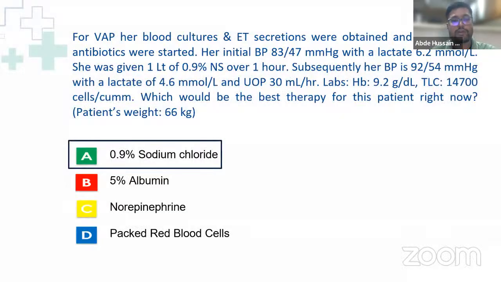So now we can see that she was only provided 1 liter of NS. Her weight is 66 kg. If we consider 30 ml per kg fluid, it will come around 2 liters of fluid. So again, she has not received it, and the initial choice, obviously a crystalloid, is NS. So no other colloid nor vasopressor is required right now because we have not achieved the fluid resuscitation appropriately.